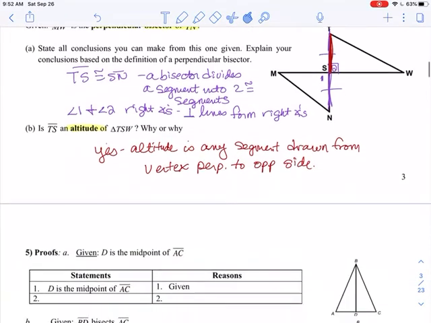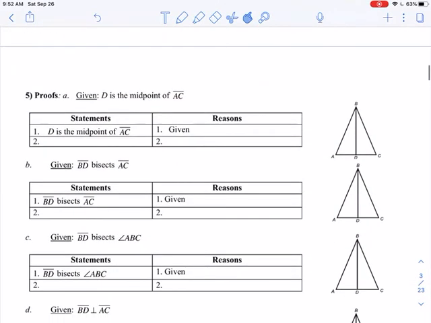All right, so I want to show you some actual proofs. So here's how a proof works. In a proof, you generally have a picture. Sometimes you have to draw your own picture, but not always. You have a given. You're going to write statements on the left, reasons on the right. Every statement has to have a reason. I usually start off with the given. So my given in this picture is that D is the midpoint of AC.